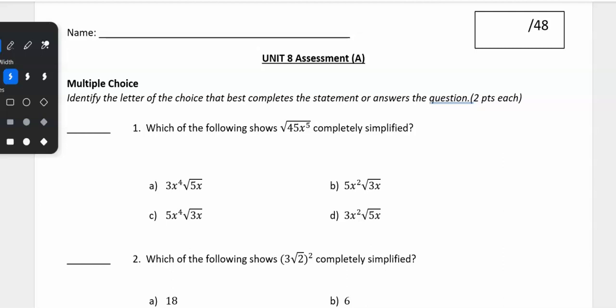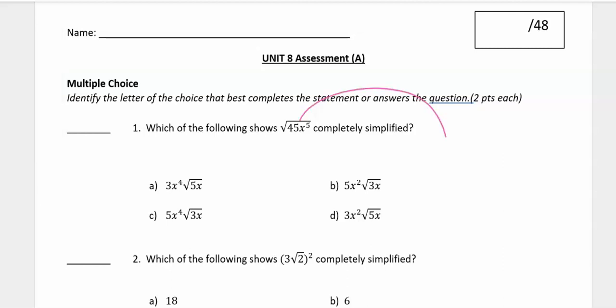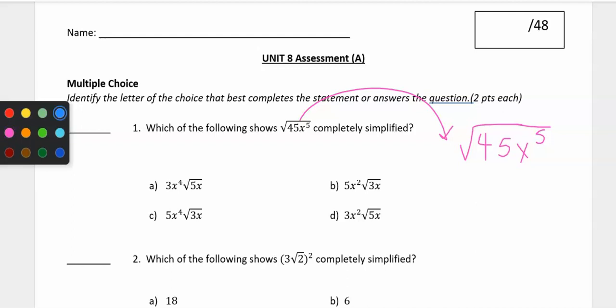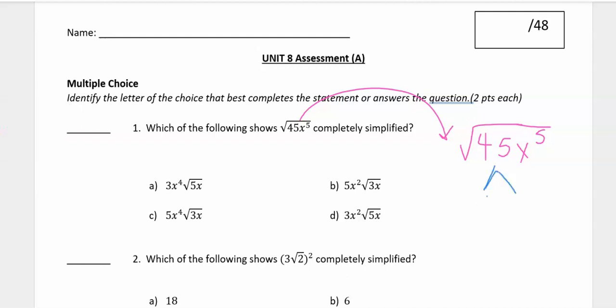So here we go. Number 1, you basically need to break this thing down off to the side, this square root 45x to the 5th. They want to know, what does this look like completely simplified? So one piece at a time, we're going to do a factor tree on 45. So we could do 9 and 5, and then we could do 3 and 3.